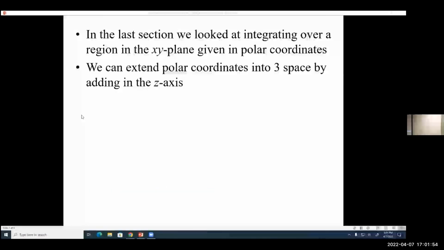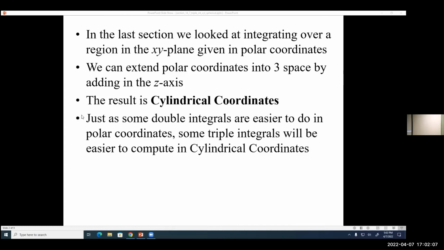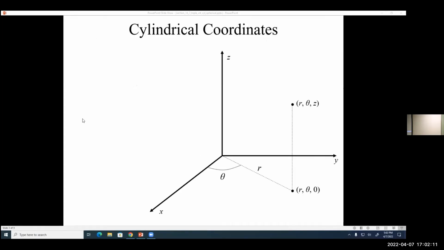So first off, we'll talk about cylindrical, because cylindrical is a little bit more where we already have some familiarity with it, because it's basically polar plus the z-axis. All right. So if you remember, we talked about this. It was a long time ago. It was before the midterm, back in module 2.